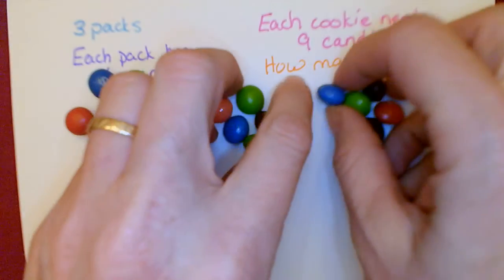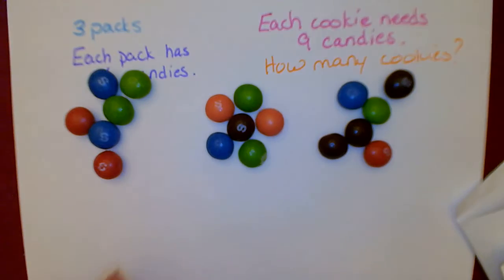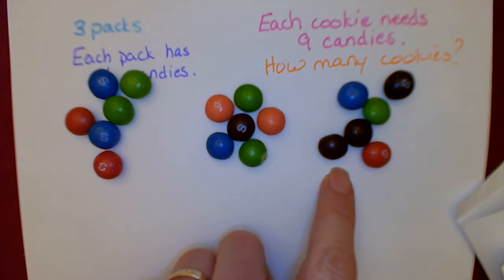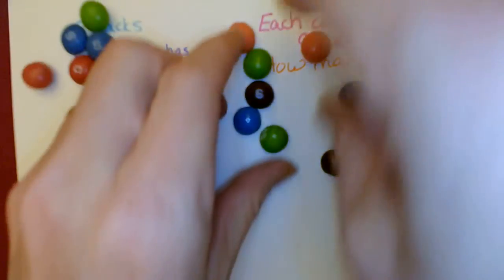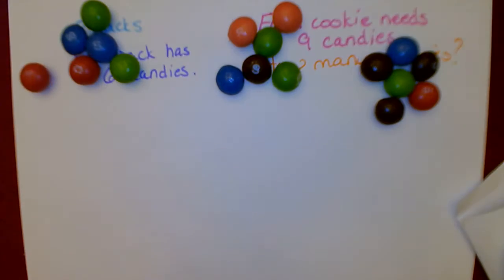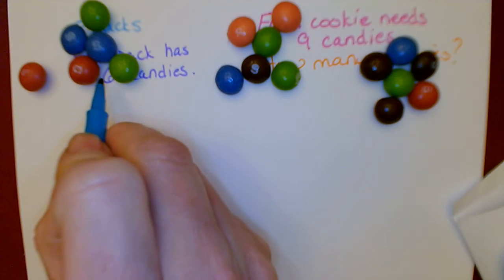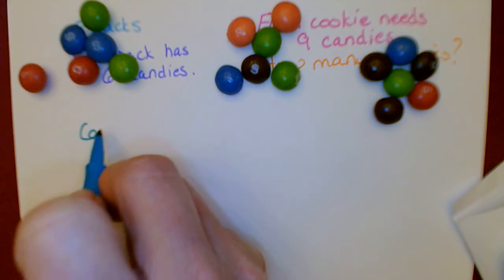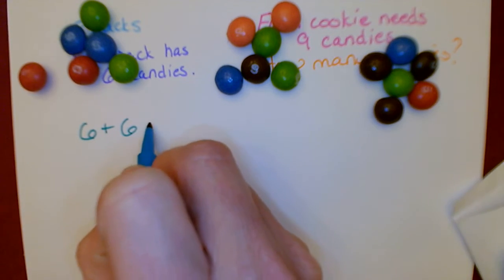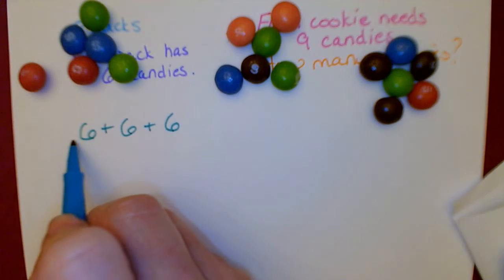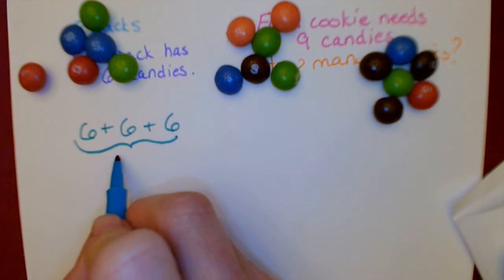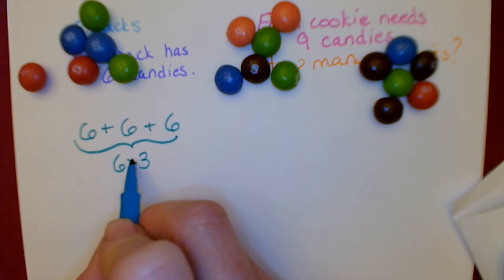Now, one way that I could figure out how much we have in all is to say 6 plus 6 plus 6. Let me write that down. And then let's think about if there's a better way that we could say that. Because what if I had like 350 packs? I don't want to have to go 6 plus 6 plus 6. But let's start with 6 plus 6 plus 6. Another way to think about 6 plus 6 plus 6 is to say that we have 6 3 times.